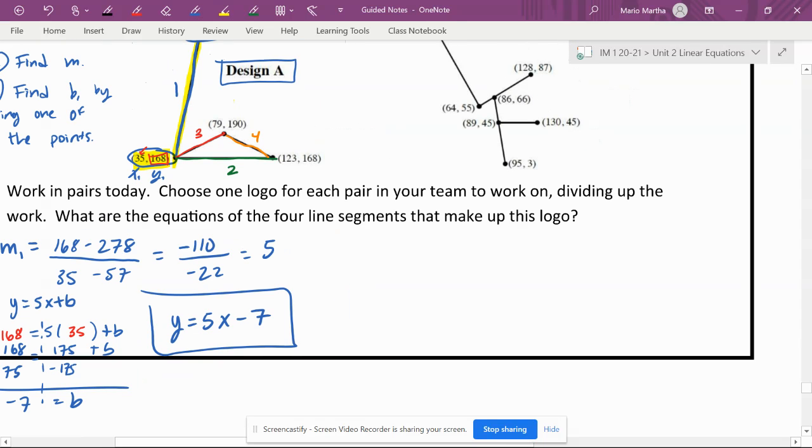So now let's do the same thing for the second line at the bottom right there. So this would be the slope of the second line. So again, change in y. Now we're looking at this point and this point. So this would be my x2, y2.